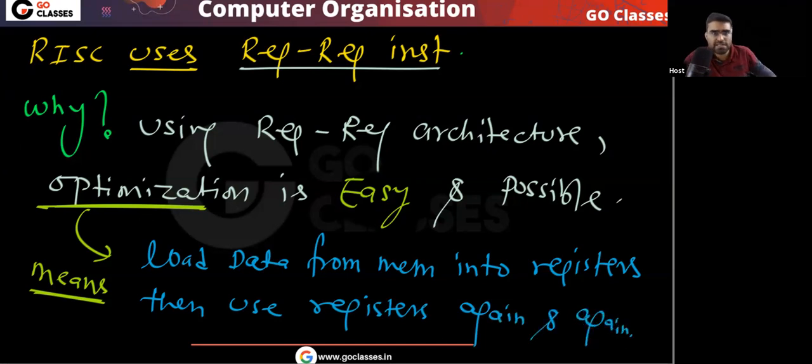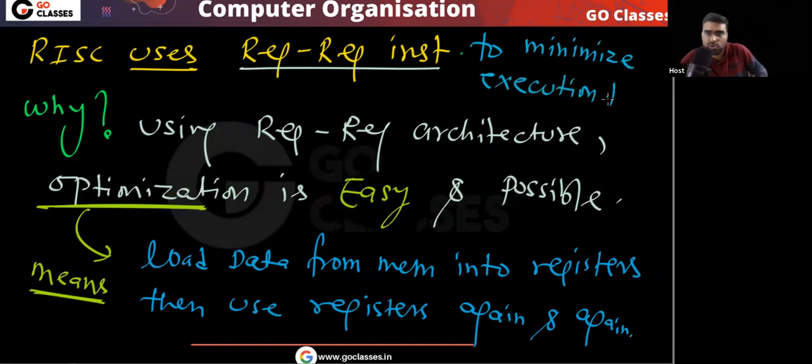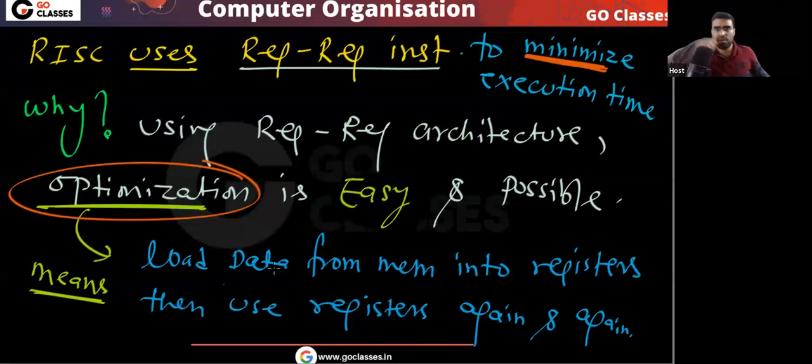Okay, so that is the reason you can see RISC uses register instructions to minimize execution time. Is this clear? Please tell me. To minimize execution time. And how is this minimization happening? This minimization is happening because of optimization. This execution time you can minimize because of optimization. You can do the optimization. Okay, I hope this complete thing is clear.